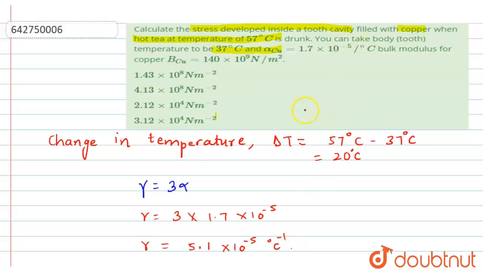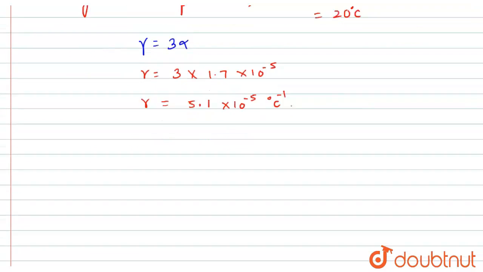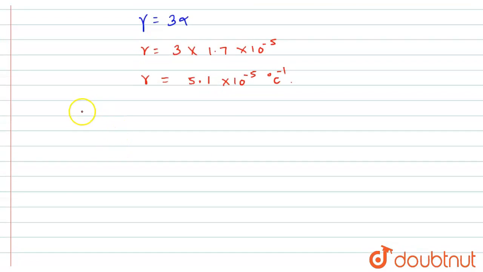Now we assume the volume of the cavity is V, and its volume increases by delta V due to the increase in temperature. If the temperature increases, the volume also increases, so we can write delta V divided by V equals gamma delta T, where delta T is the change in temperature.